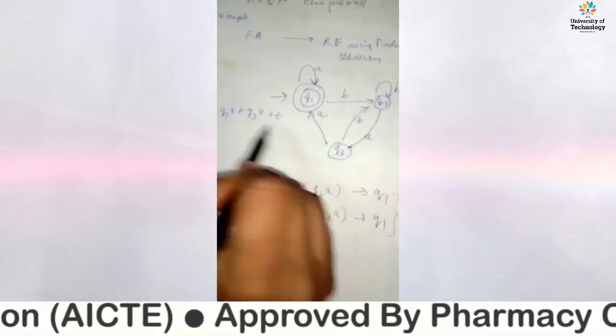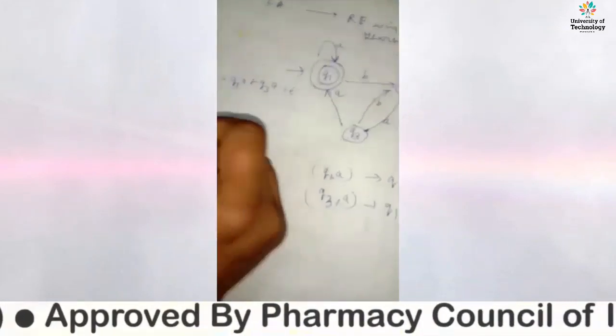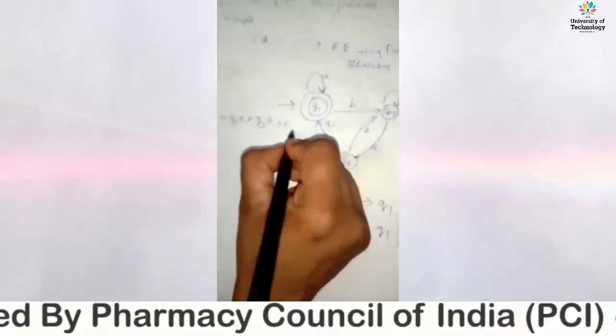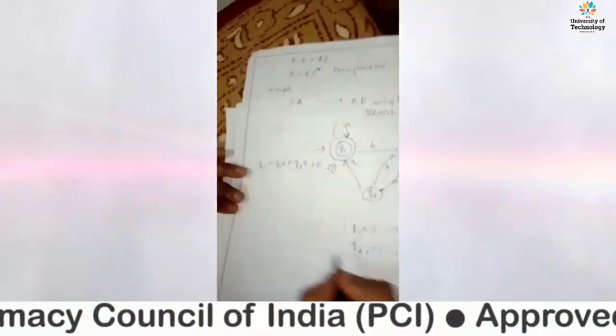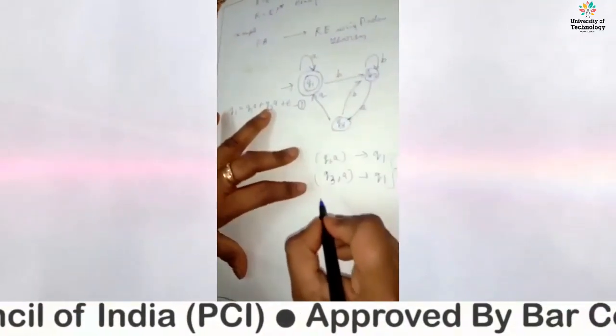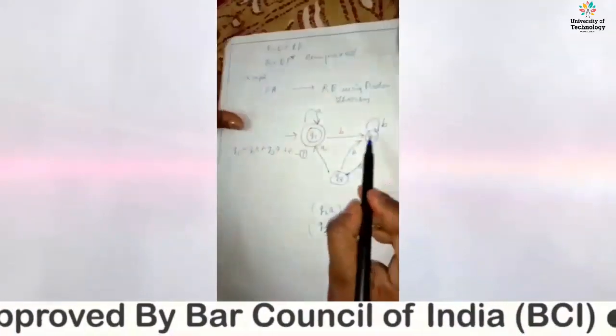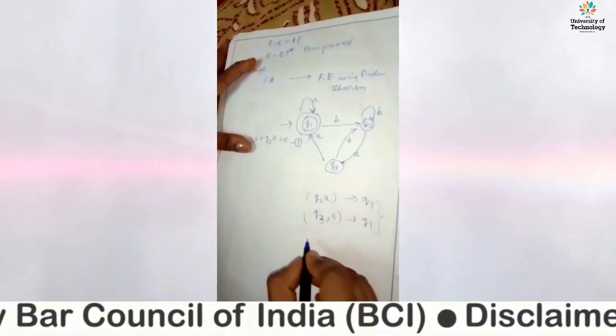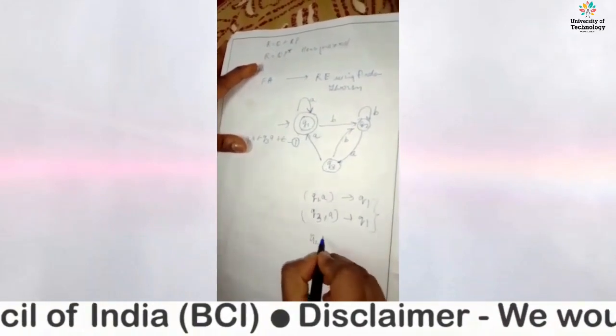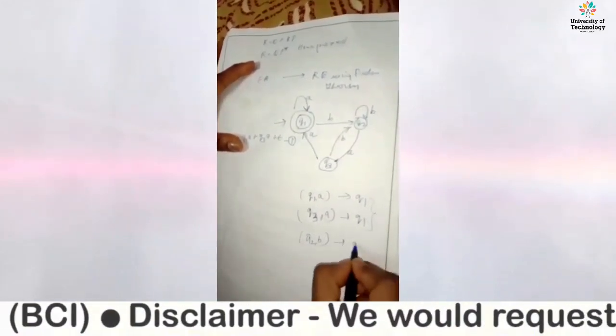This is clear to you? Any other confusions? Fine. So let's move. We can mark it as equation number 1. Now, the second equation: how can you reach Q2? See, Q2 can be reached via Q2 only, that is Q2B. You can reach Q2.